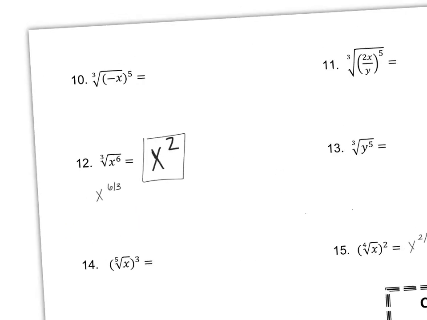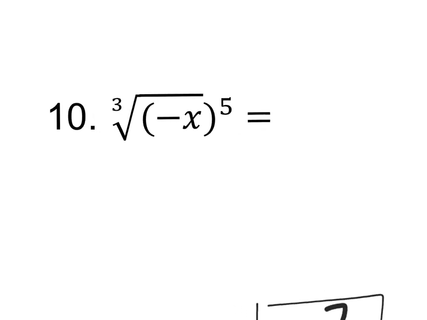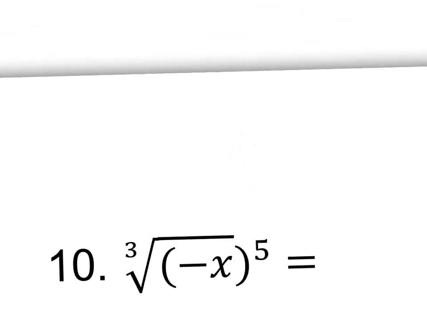So looking at problem number 10, we have the cube root of negative x to the 5th power. And remember, I can take the cube root of negative numbers. That's totally fine. And even if it was a square root of negative x, that is okay. I need you to realize that this is an acceptable problem that can give you a real answer.